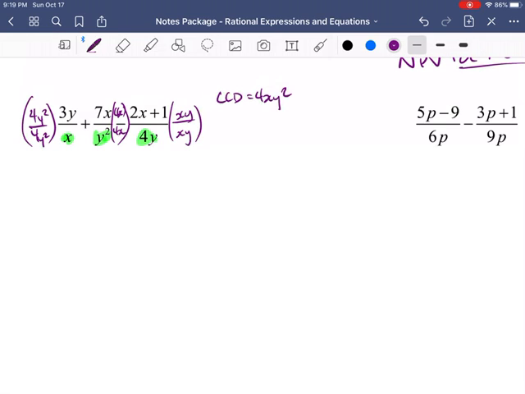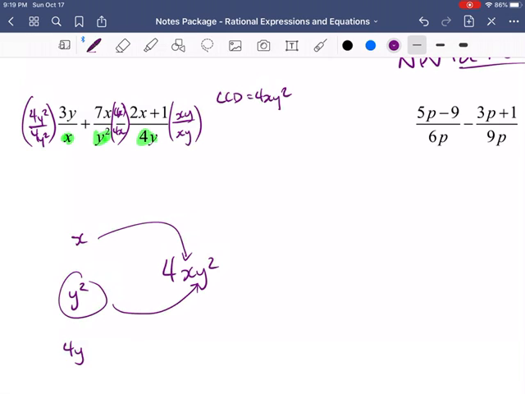And let's just pause and think about, well, how did you get that 4xy squared? Well, the 3 denominators we've got are x, y squared, and 4y. Well, we need at least an x in our denominator because it exists. So that's got to go there. Now the y squared, that's our maximum number of y's there. We need a y squared. And the 4 also goes there.